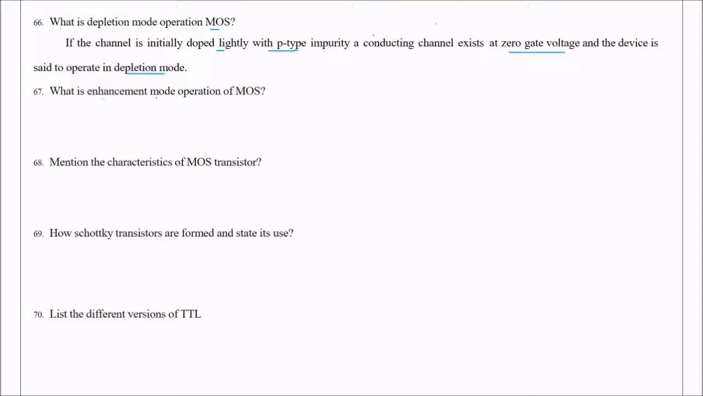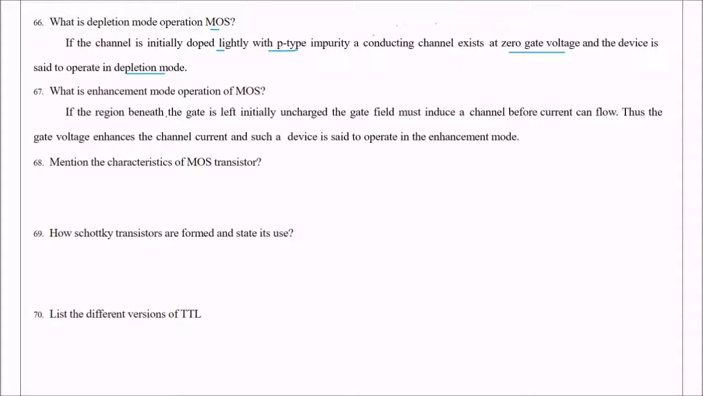What is enhancement mode operation of MOS? If the region beneath the gate is left initially uncharged, the gate field must induce a channel before current can flow. So the gate voltage enhances the channel current, and such a device is said to operate in enhancement mode.